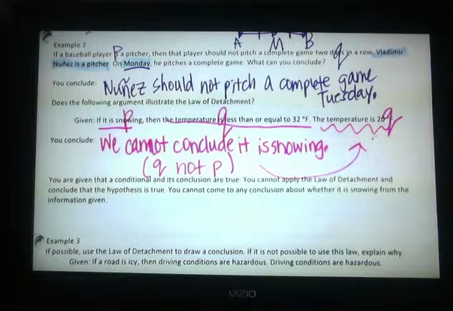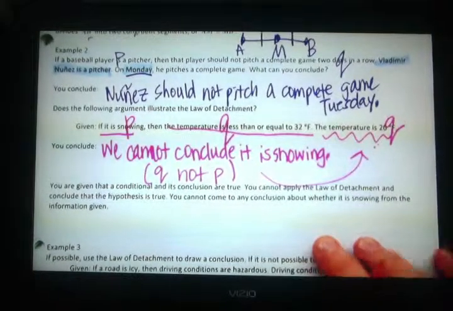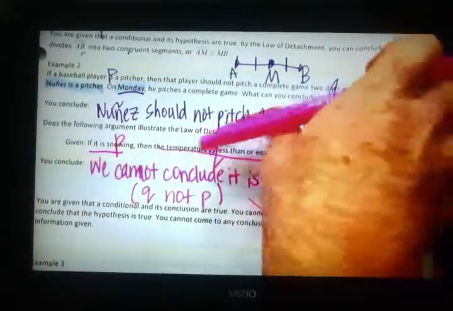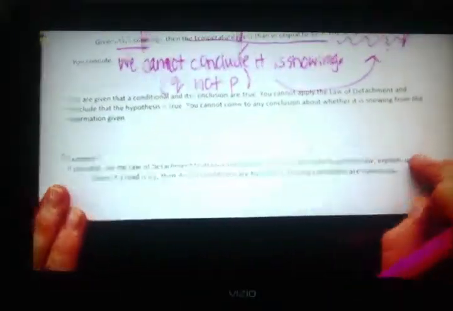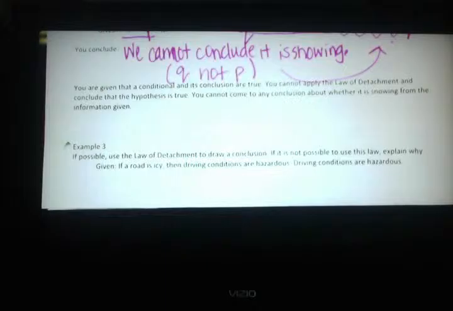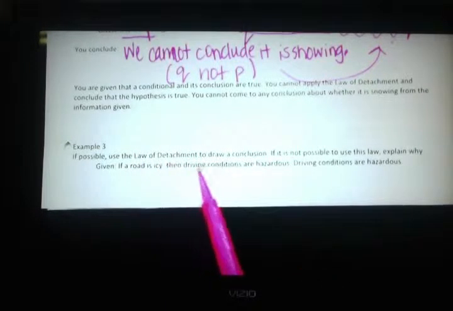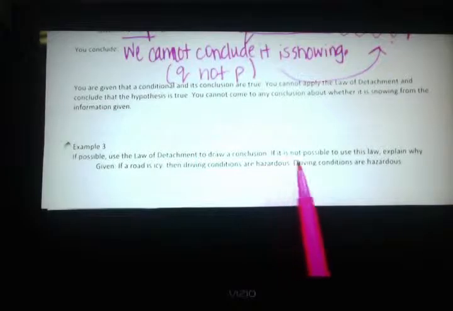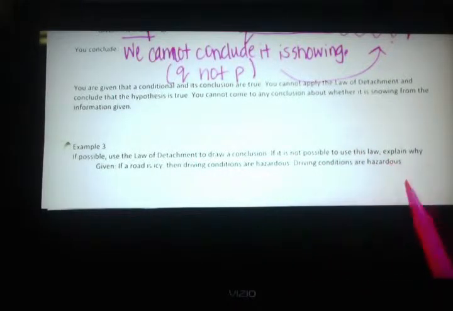So let's do example 3 here. Same law. And you notice it says "if possible" because it might not be possible. Use the law of detachment to draw a conclusion. If it is not possible to use this law, explain why. Alright, this one may make a little more sense.